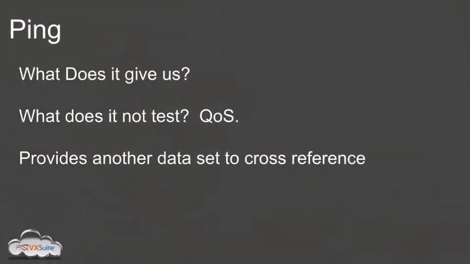Okay, we're going to move now to ping. Ping may seem like kind of a silly thing to do as part of a network assessment. You can't test QoS with it, right? Because that's not how you're doing your traffic prioritization. It does, however, provide you another data set to cross-reference. If you just type a ping command, you're going to get information about packet loss and delay, right? That's just what you get out of a ping.